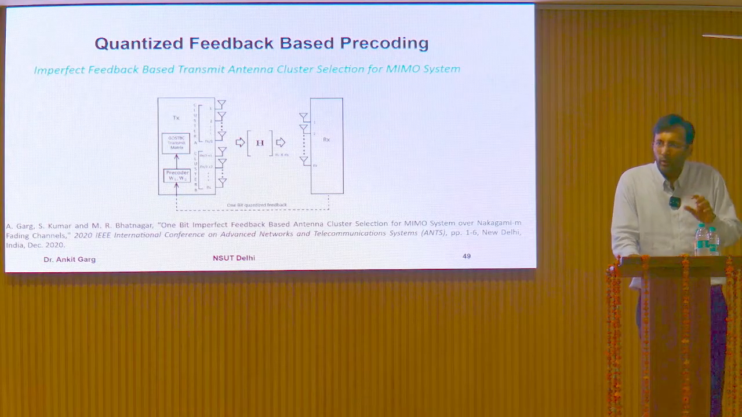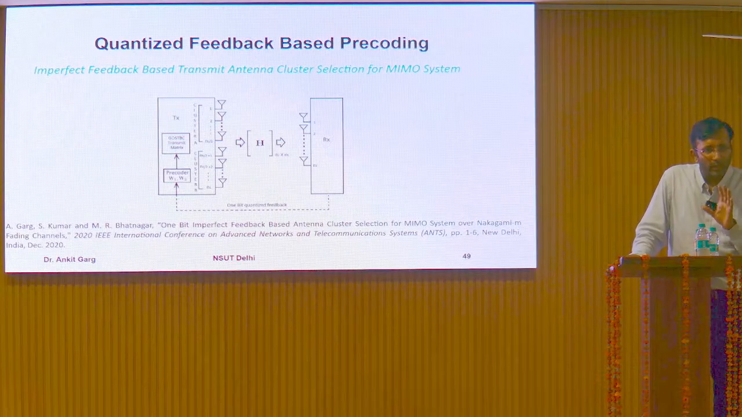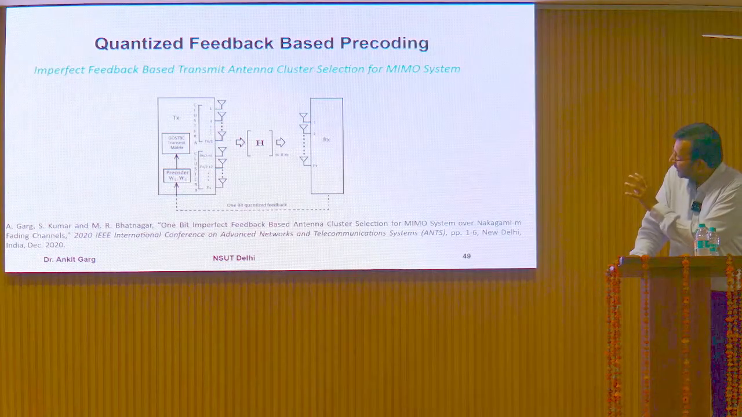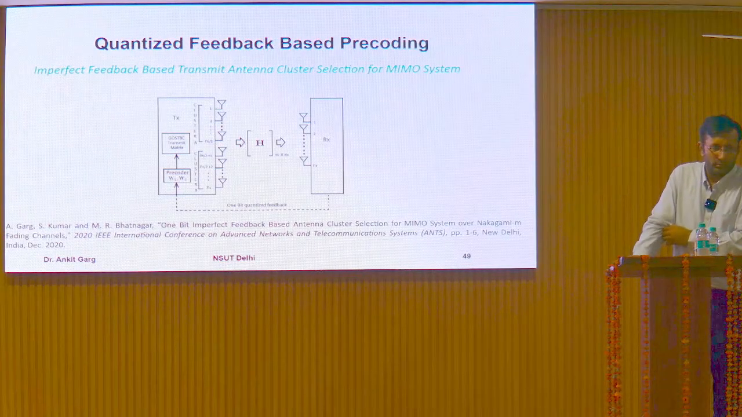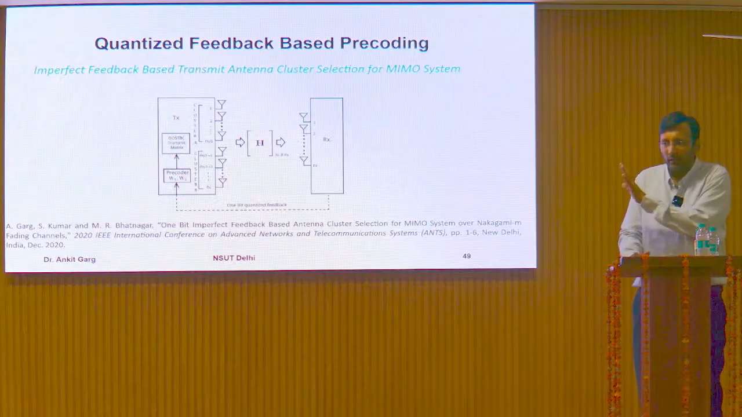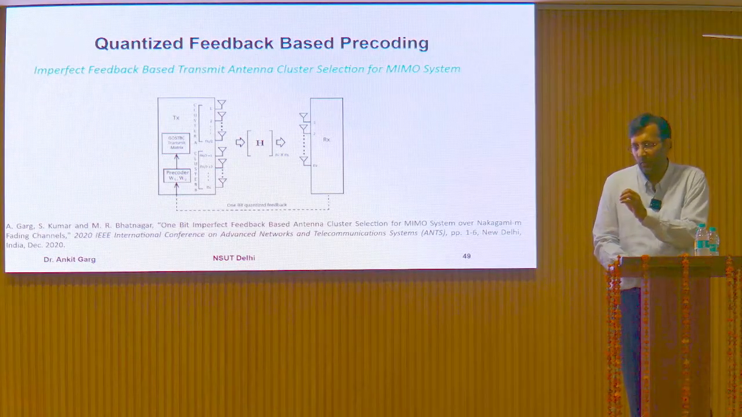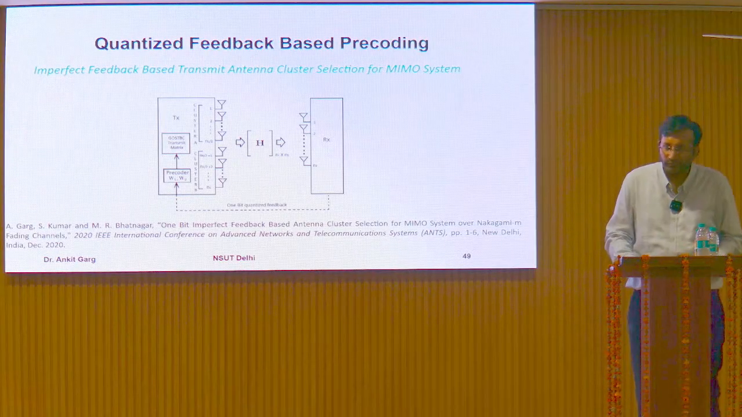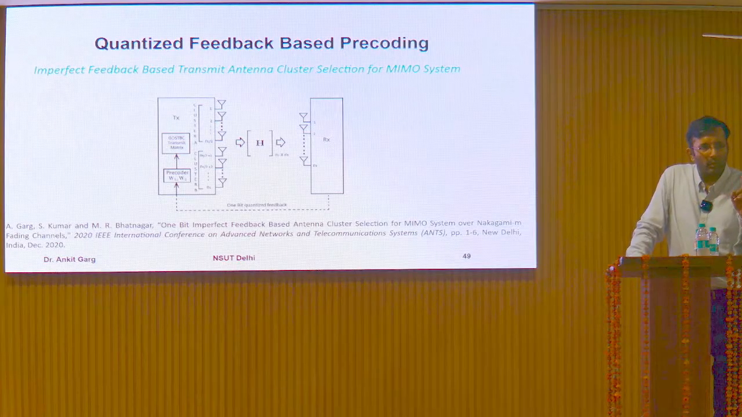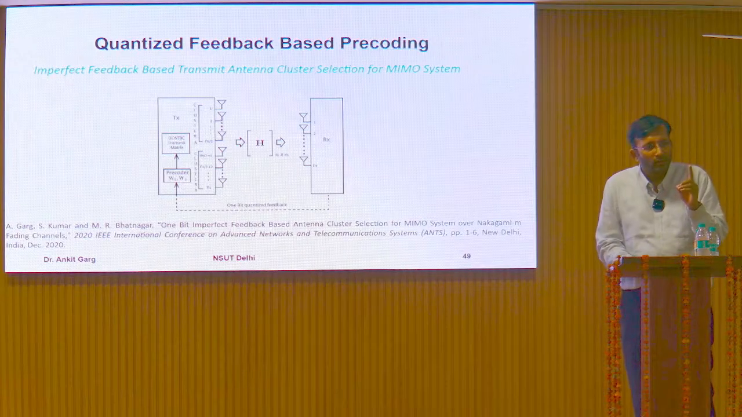So to reduce the feedback overhead, we make clusters of antennas. We divide the whole set of transmit antennas into two clusters. It's a very first and, what should I say, suboptimal scheme. From these two clusters, we are going to select only one best cluster.